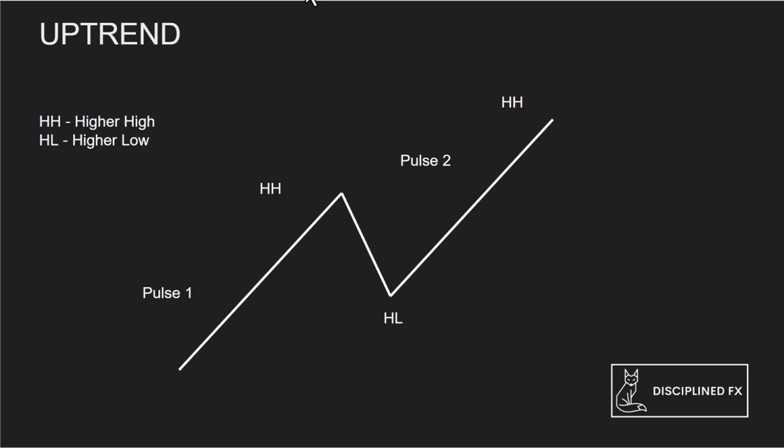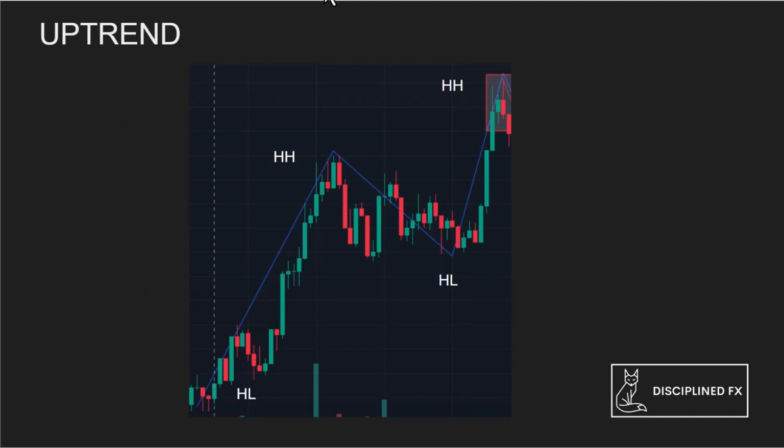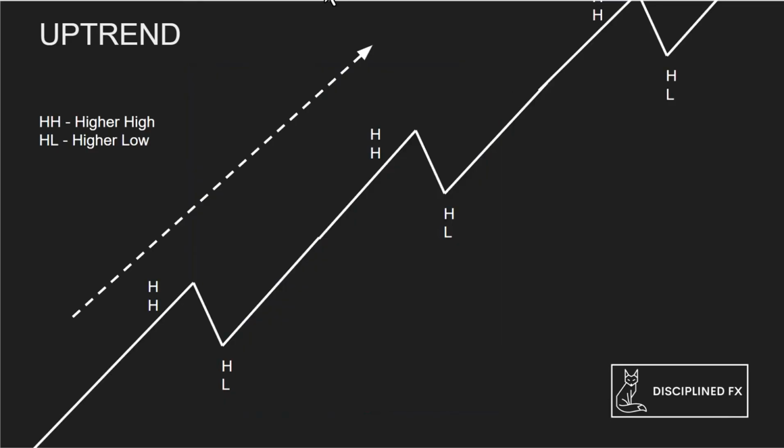We have a pulse 1 and a pulse 2. If you can spot these 4 points, you have an uptrend. Here we have a higher low, a higher high, a higher low, and a higher high for an uptrend. When the trend is up, we're going to want to buy, as it's likely that the trend will continue, and we can profit off price returning to or breaking a higher high.